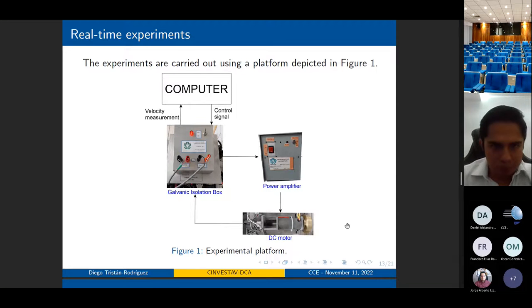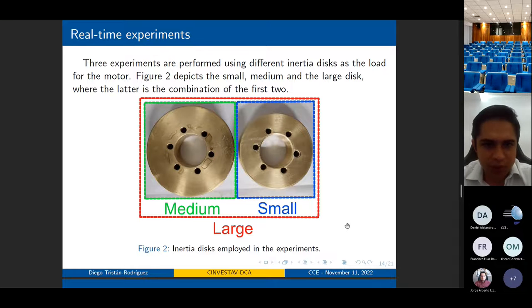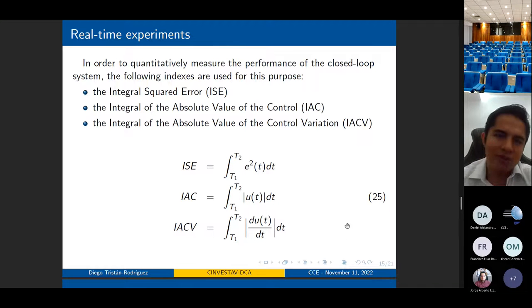And for the real-time experiments, we use a platform like the one depicted in figure 1. It is composed of a computer, a galvanic isolation box, the power amplifier, and the DC motor. We made 3 experiments with different inertia discs, every experiment with a different inertia disc for the load of the motor. In figure 2, we can see the small, the medium, and the large disc, where the latter is the combination of the first 2 discs. To quantitatively measure the performance of the closed loop system response, we use the integral squared error, the integral of the absolute value of the control, and the integral of the absolute value of the control variation. The indexes are shown in 25.